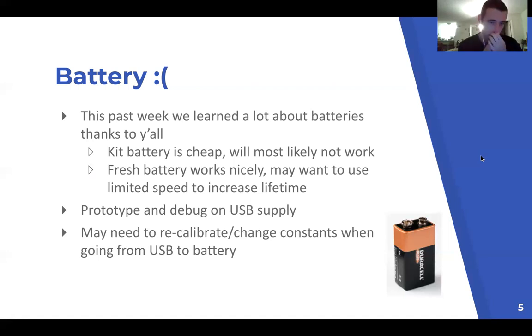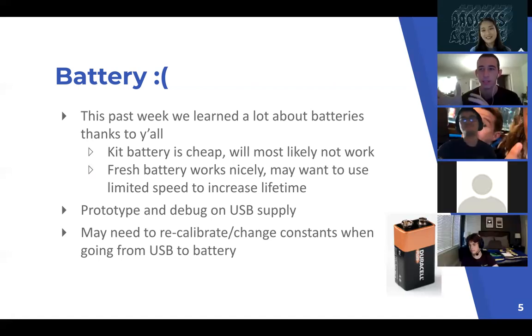And then one of the issues that might happen going from prototyping on the USB to actually using a battery is that you're going to have to recalibrate the constants you use for PID. We're going to talk about that in a little bit, but it's going to be a little bit of extra work you have to do when you transition to the battery. You're not going to be able to just plug in the battery and be done with it. Yes, but it is very cool to have a fresh new battery attached to your car. It'll go a lot faster than whatever the kit battery gave you, because I don't know what's up with those batteries, but they're just not it. But yeah, so if you can and are interested, we do recommend that you get a battery and test it out if you want to.